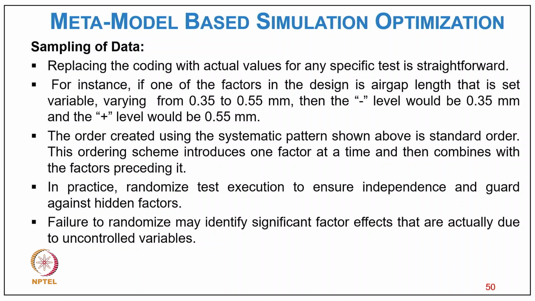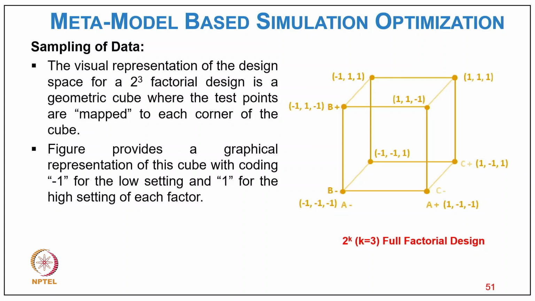Replacing the code with the actual value of a specific test is straightforward. For instance, if one of the factors in the design is air gap length, a variable varying from 0.35 millimeter to 0.55 millimeter, then the minus level will be 0.35 millimeter and the plus level will be 0.55 millimeter. The order created using the systematic pattern shown above is the standard order, and this ordering scheme introduces one factor at a time and then combines it with the factors preceding it. In practice, randomized execution ensures independence and guards against hidden factors, and failure to randomize may identify significant factor effects that are actually due to uncontrolled variables.